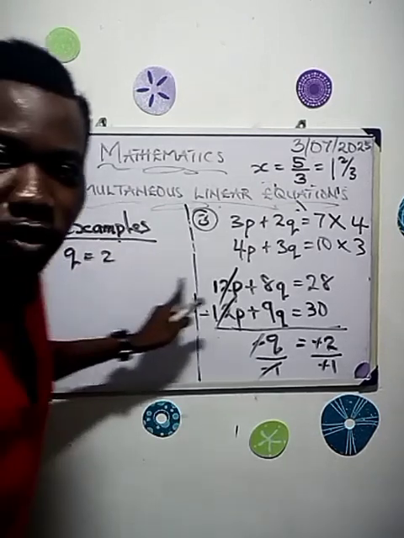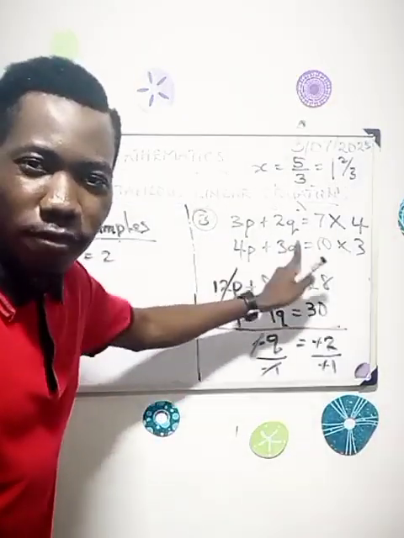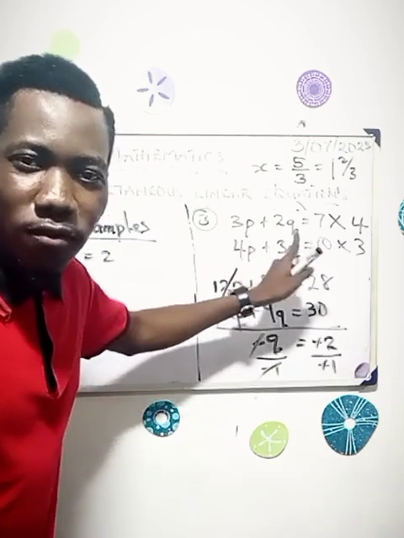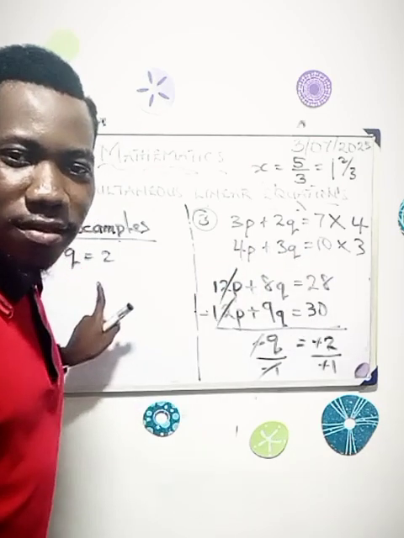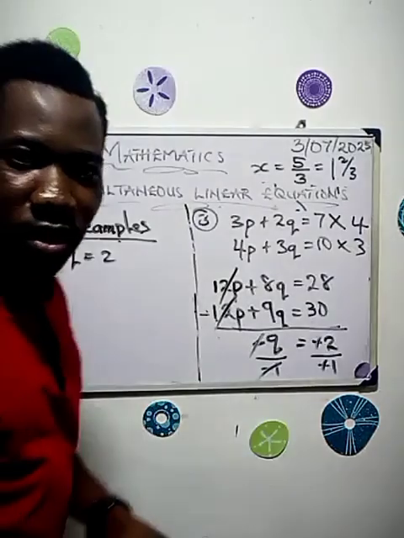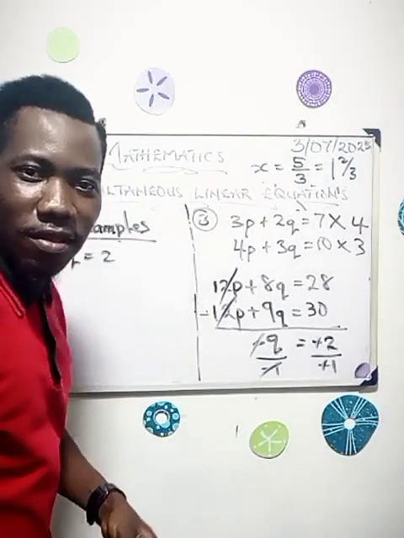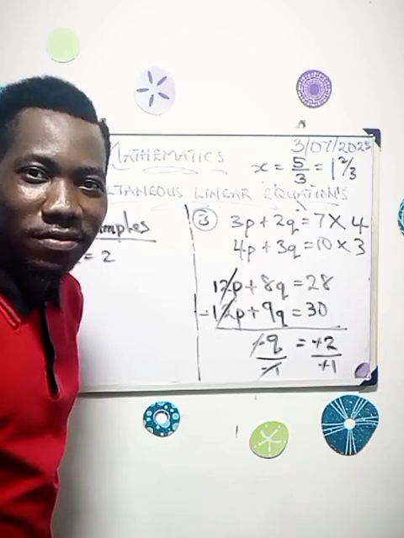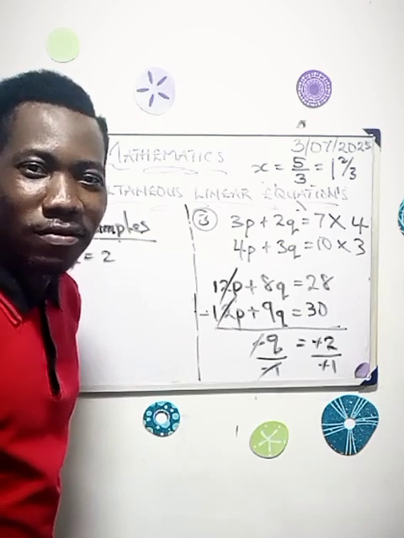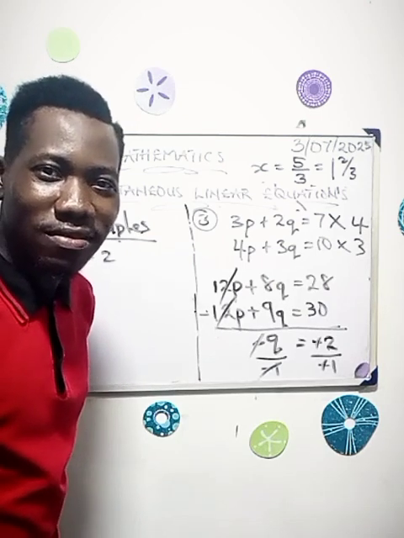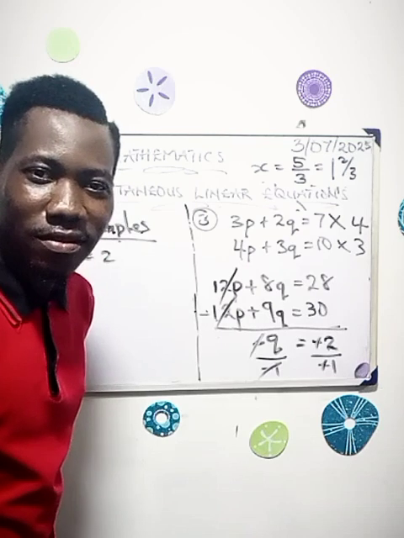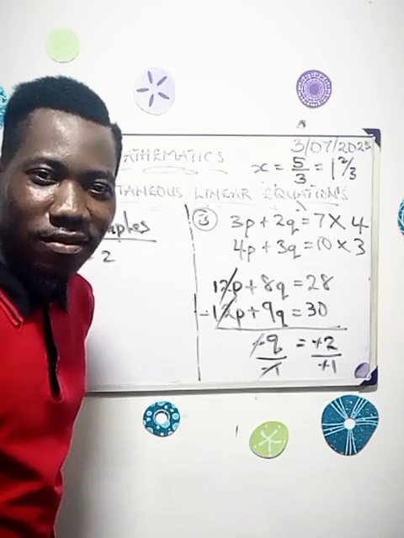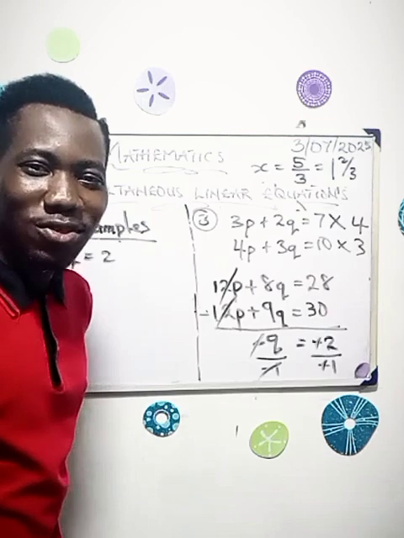Q equals 2. And now we've just solved for one of the variables. We can now solve for the other one. So we've gotten the value of Q. Now what's the next thing? What are we going to do next? I am waiting. What are we going to solve for? P.